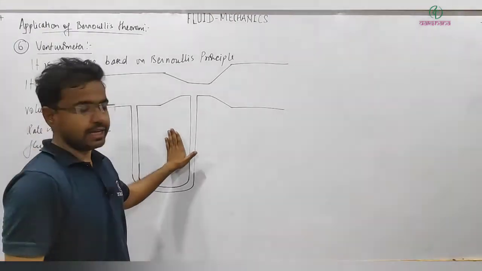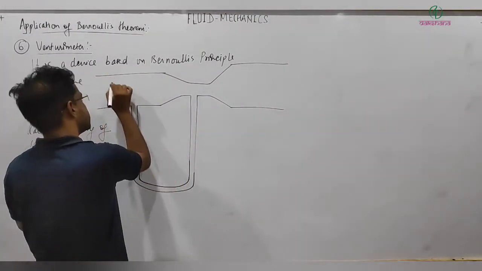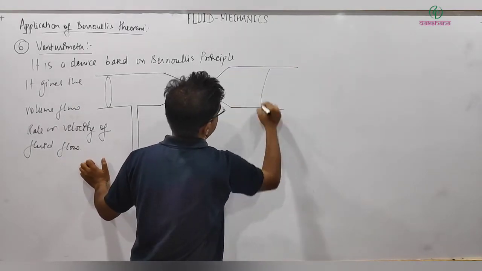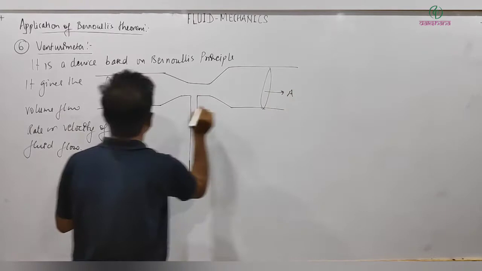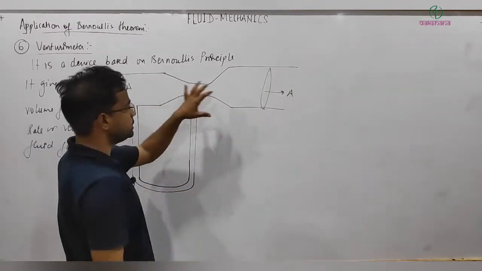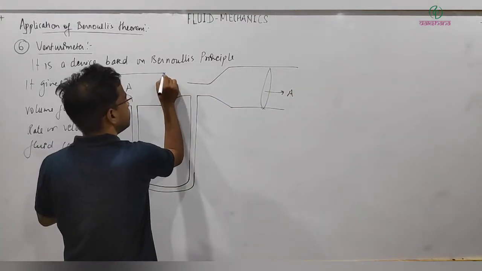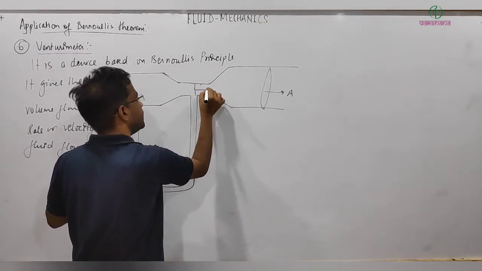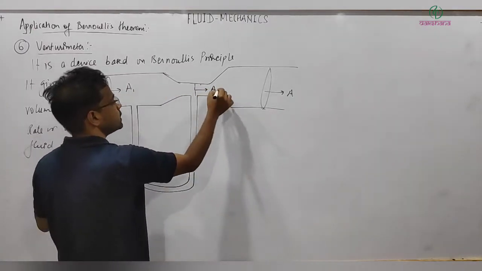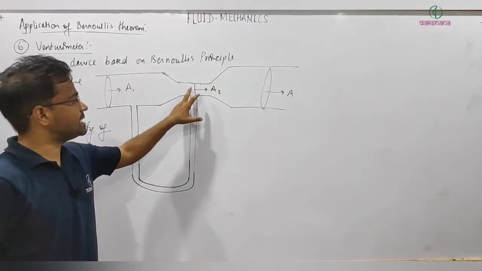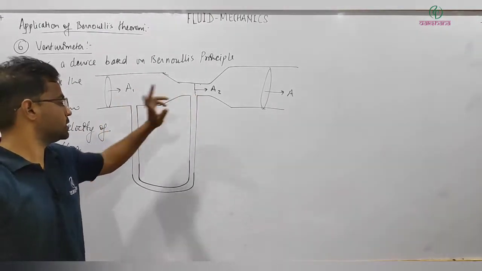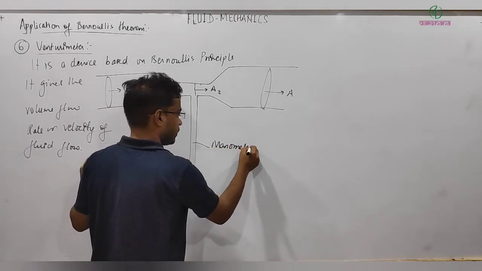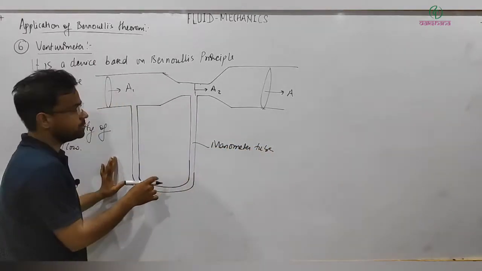So what is that exactly? It consists of two pipes of cross-sectional area. Let's say these are two pipes of almost the same cross-sectional area, area A, and these two pipes are connected by a narrow tube of smaller cross-sectional area. Let's say A1 and this is A2. To measure the pressure difference between these two points, a manometer tube is connected. This tube is to measure the pressure difference.